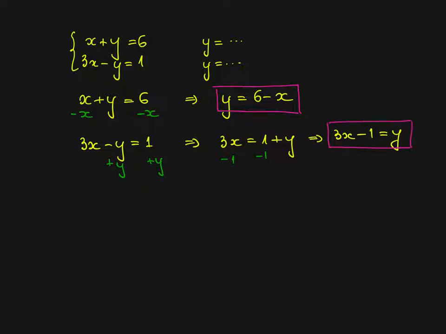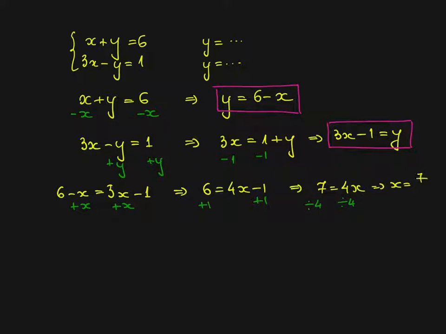Therefore, from the two equations, I can write 6 minus x equals 3x minus 1, because both of them are equal to y. And I have one equation now with one unknown. Add x to both sides. We learned in the previous unit how to solve such equations. Therefore, 6 equals 4x minus 1. Add 1 to both sides. Therefore, 7 equals 4x. Divide by 4 both sides. So x equals 7 over 4.